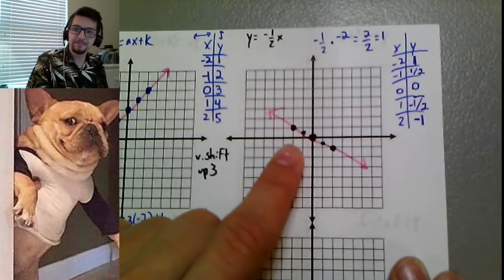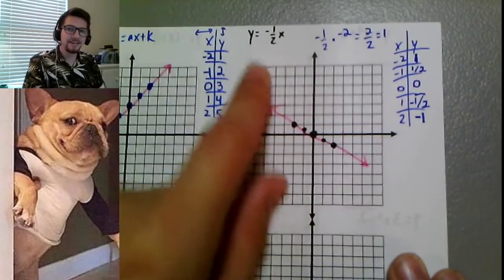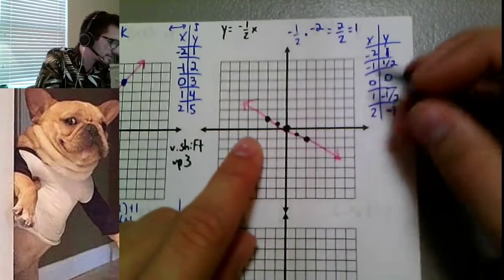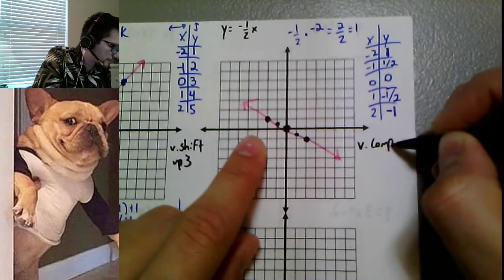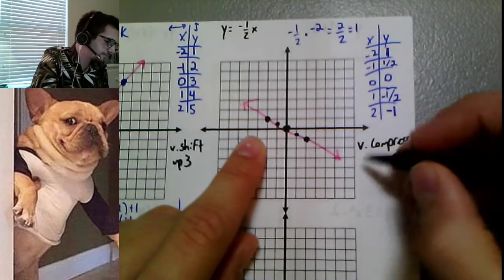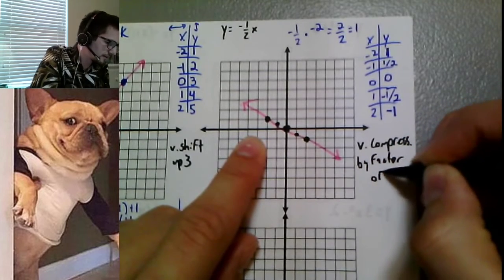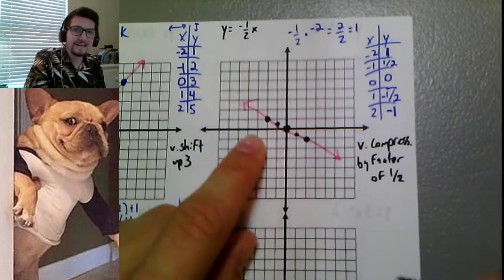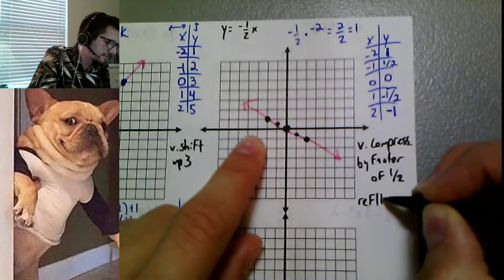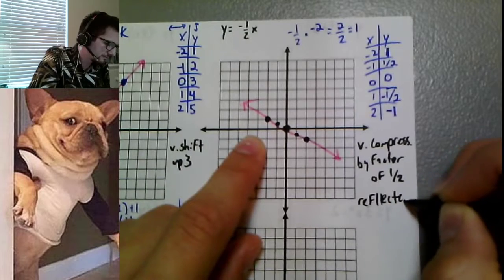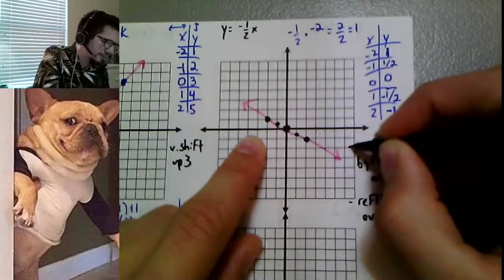For the second one, it didn't shift anywhere, but I did have a squish factor, right? It did get compressed. So I had a vertical compression by a factor of 1/2, and also that negative flipped, right? So I also had it reflected over the x-axis. So I had 2 for that one.